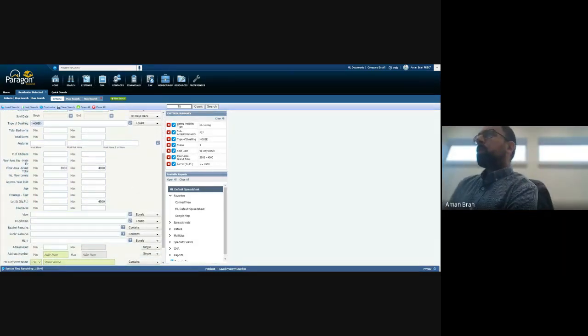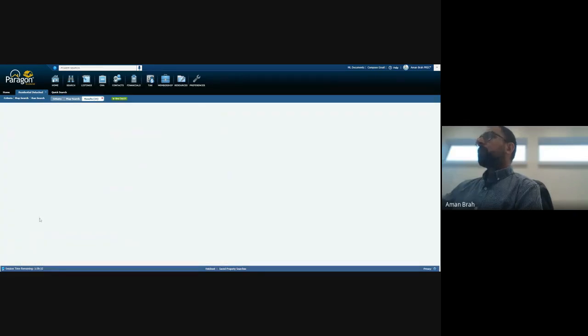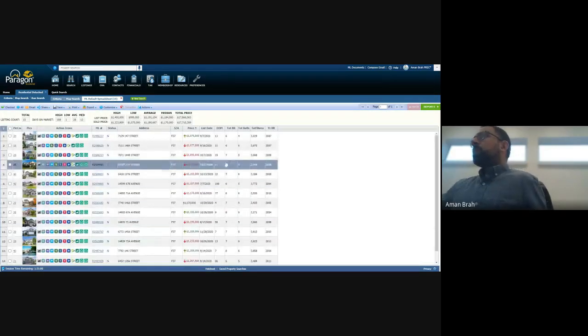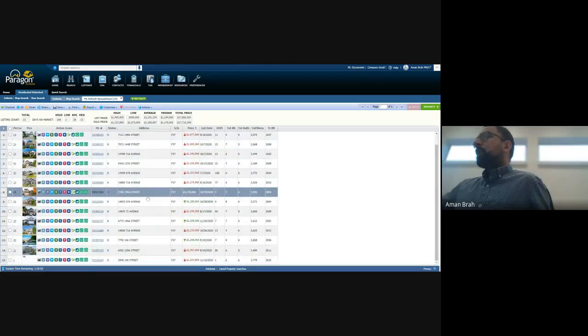Yeah, you know what? With a lot this small, I probably wouldn't throw a minimum in there. The smallest you'll probably find is probably about 3,000 square feet anyway. I don't think you're going to get much smaller than that. Okay, good to know. So let's see what pops up here.